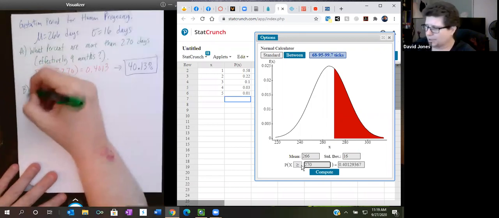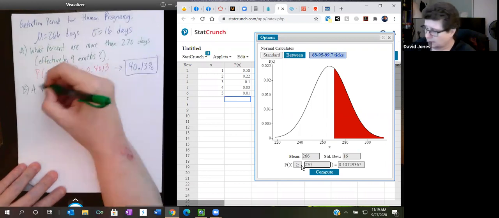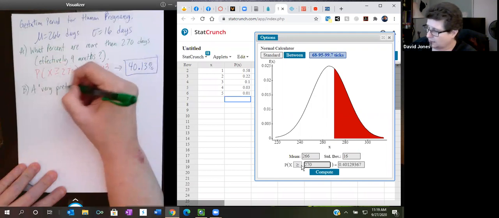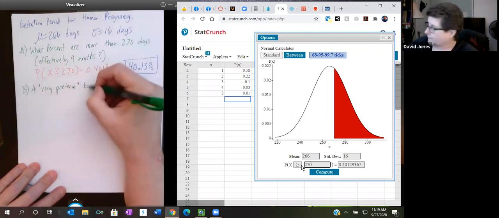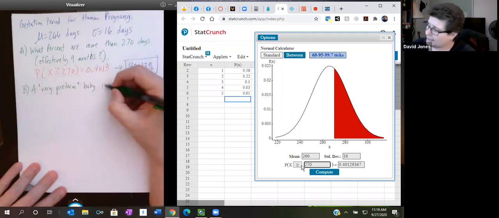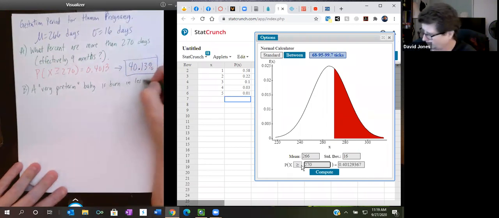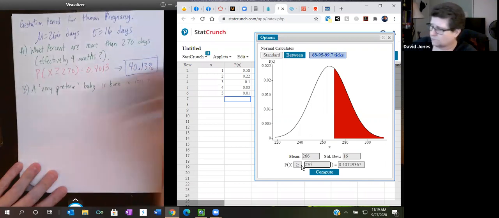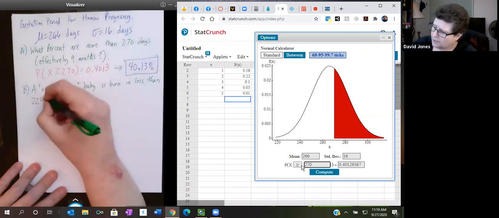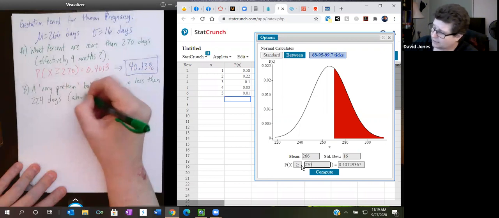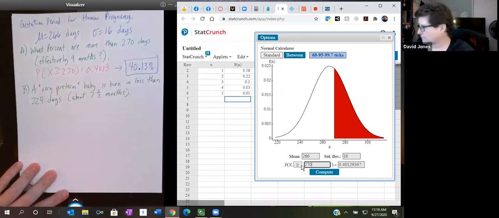A very preterm baby, not just a little early, but very early, is born in less than 224 days. Which is about 7.5 months. Is this unusual?